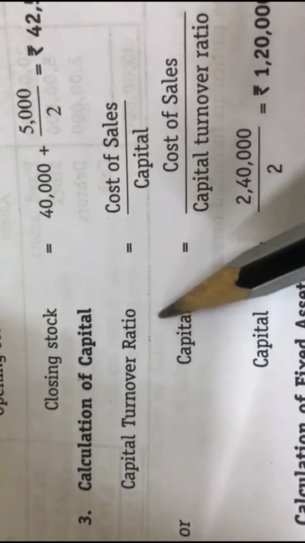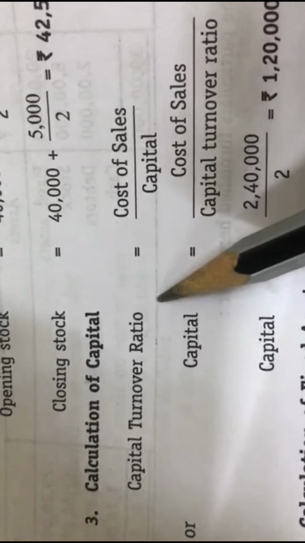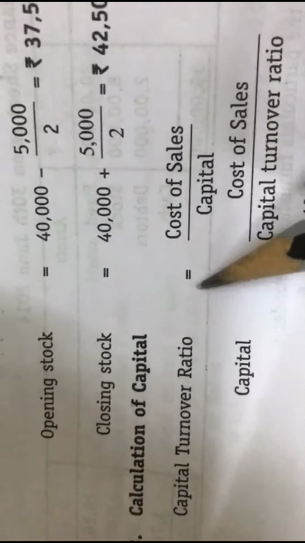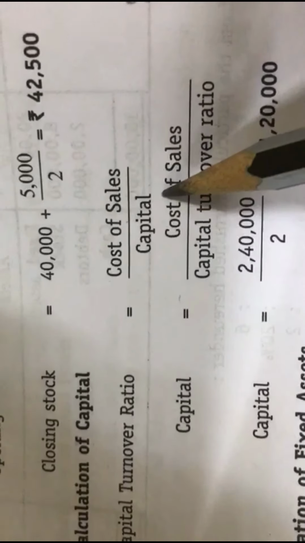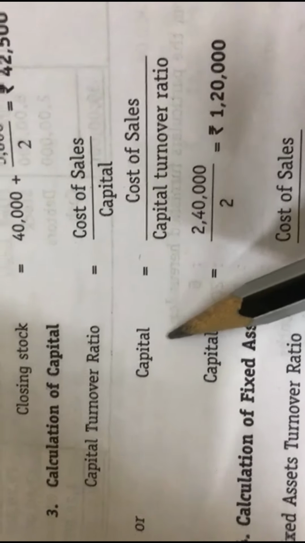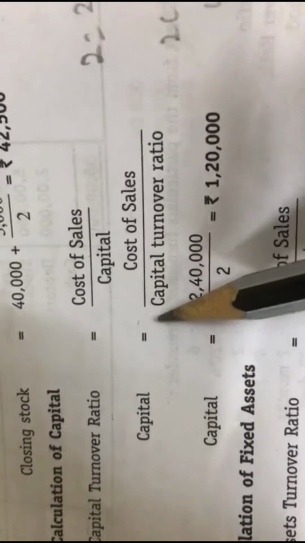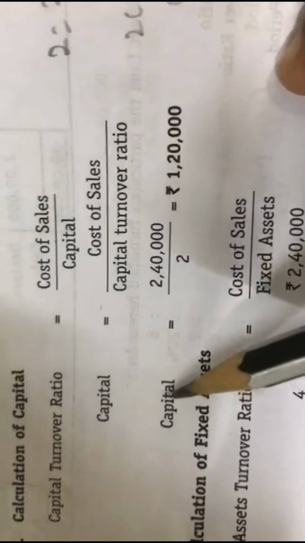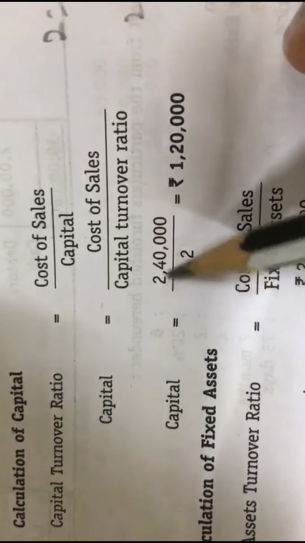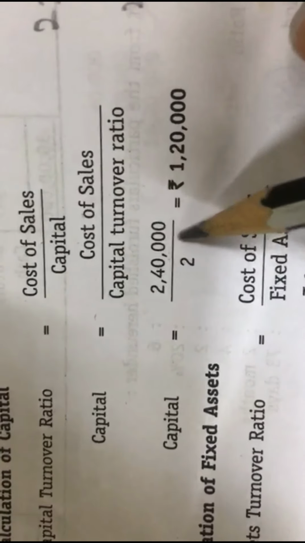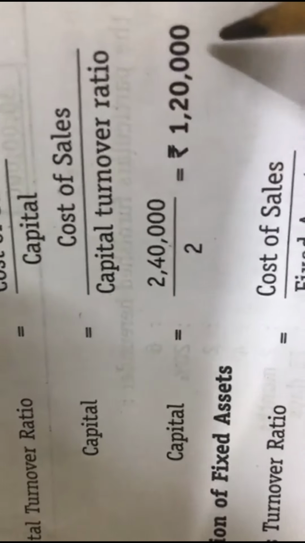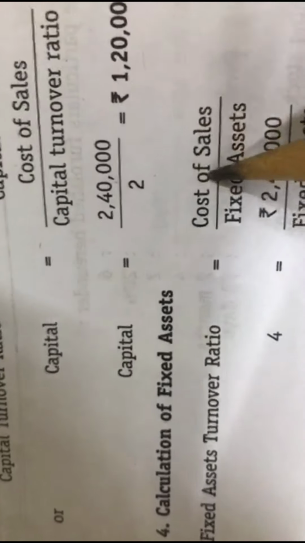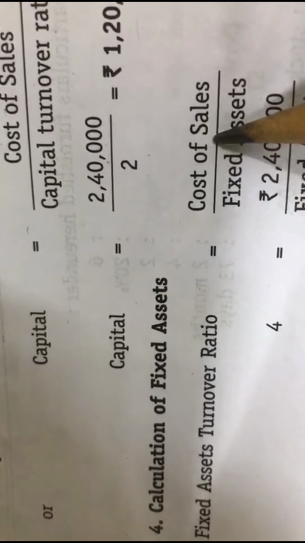This is also given in the problem. So how much is the capital turnover ratio? What is the formula? CGS divided by capital. The capital turnover ratio is 2 times. So 2 is equal to CGS divided by capital. Therefore, cross multiply. Capital is equal to CGS, which is 2,40,000 divided by 2. It is 1,20,000. If CGS is not given, then you can take it as sales.